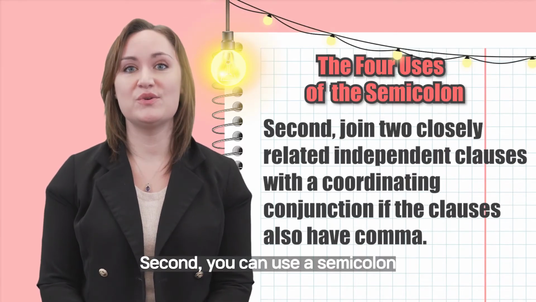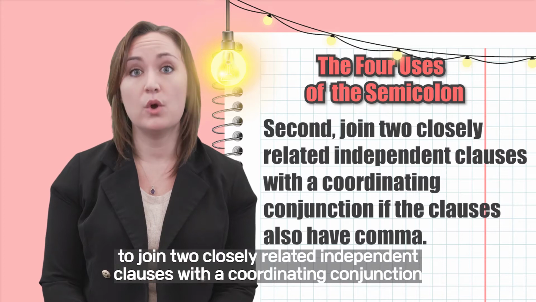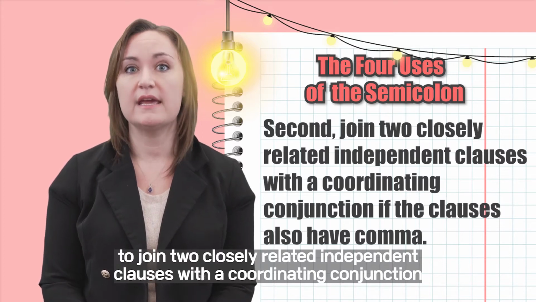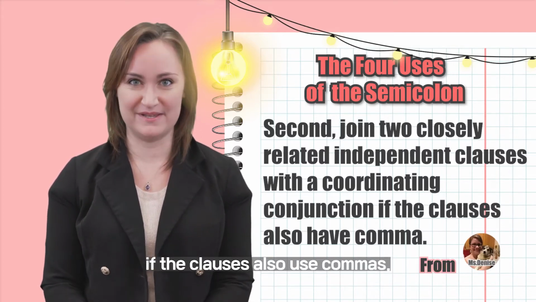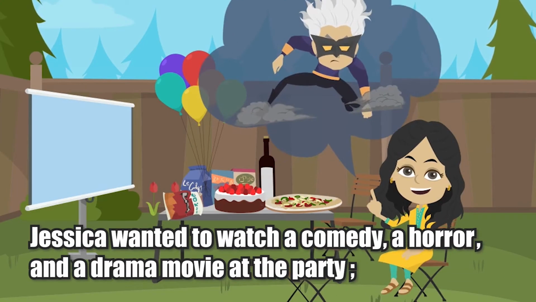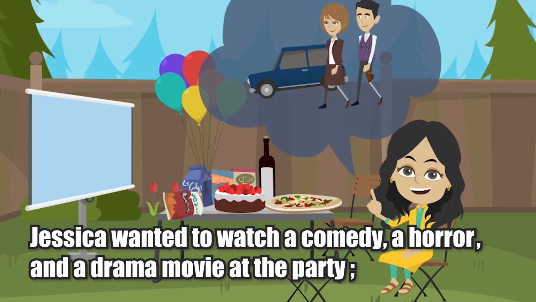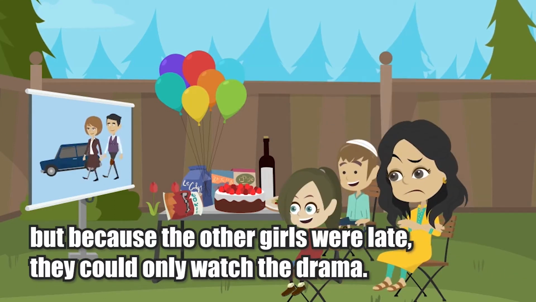Second, you can use a semicolon to join 2 closely related independent clauses with a coordinating conjunction if the clauses also use commas. Here's an example. Jessica wanted to watch a comedy, a horror, and a drama movie at the party; but because the other girls were late, they could only watch the drama.